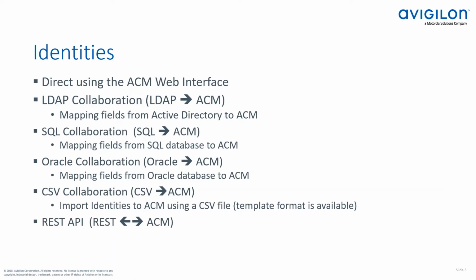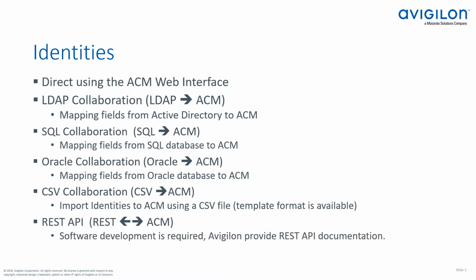This is the only option that is bi-directional, so you can bring information into ACM, but you can also send information out of ACM into a third-party application. In that case, software development is required. Avigilon does provide full REST API documentation on that.